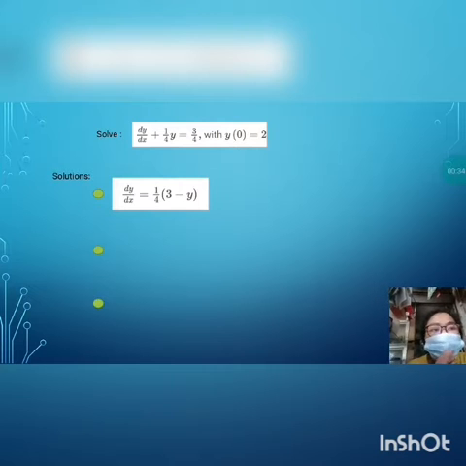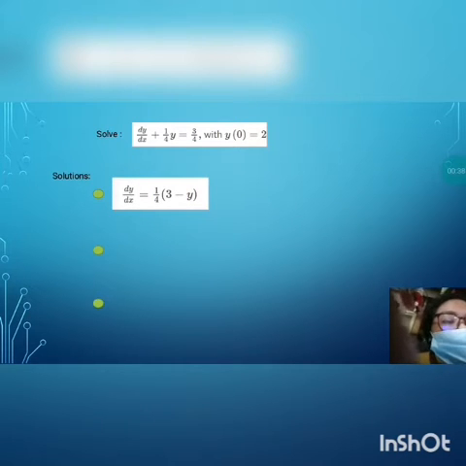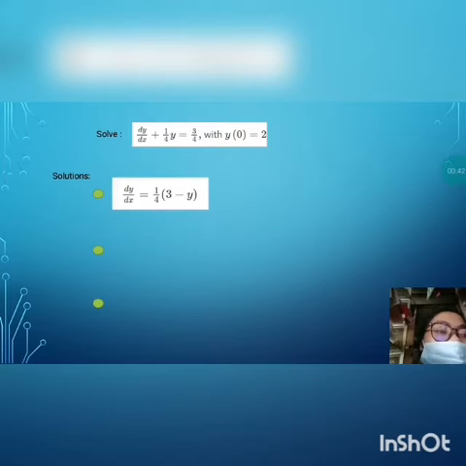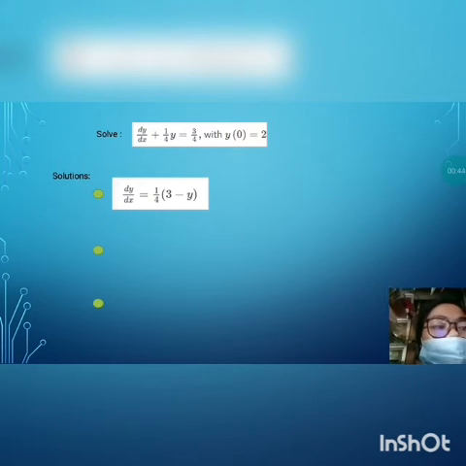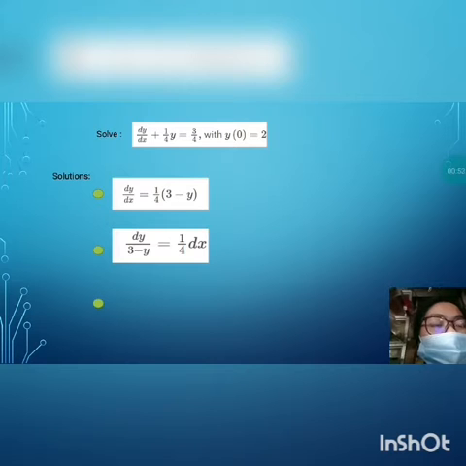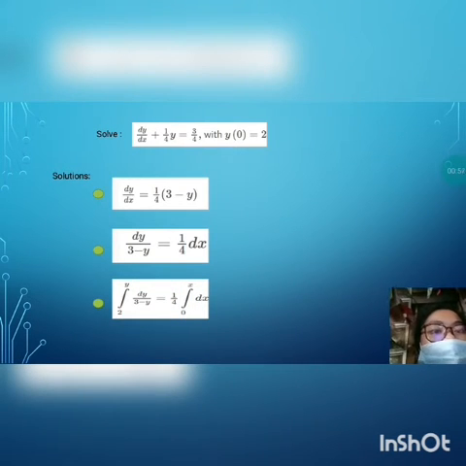In case you wonder about this, we factored it out. It is still the same. So 1/4 times 3 is equal to 3/4, and 1/4 times negative y equals negative 1/4 y. So next, we have to cross multiply it. It becomes dy over 3 minus y equals 1/4 dx. Next, we have to integrate this from the initial condition.